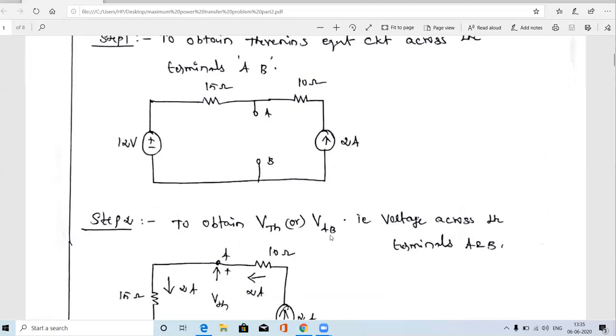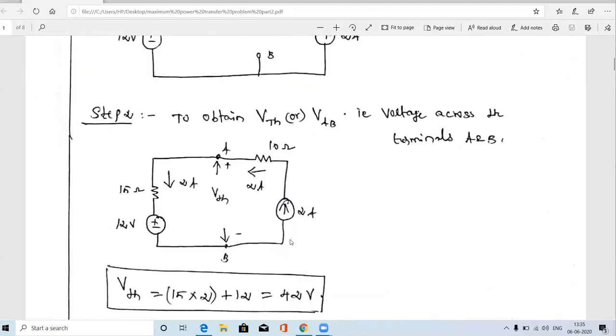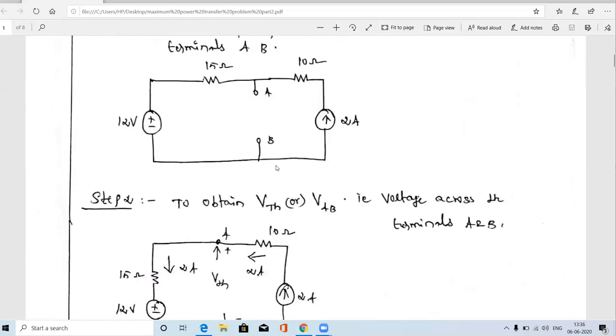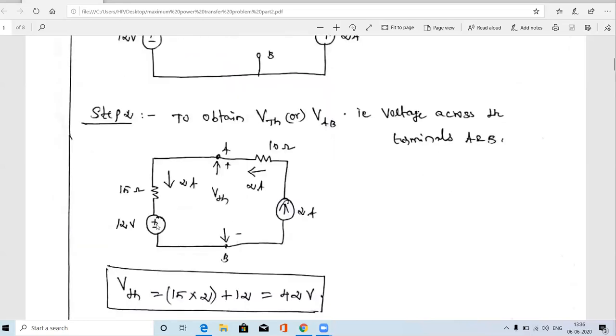Okay, so there are two things we have to find out. For the first one, we are going to find the value of VTH or VAB, that is, the voltage across the open-circuited terminals A and B. You see this diagram; I am drawing the same diagram. This is the 12 volt battery, a 15 ohm resistor, a 2 amp current source and a 10 ohm resistor.